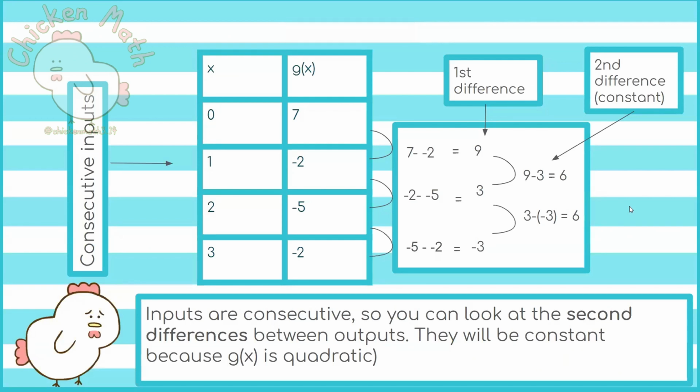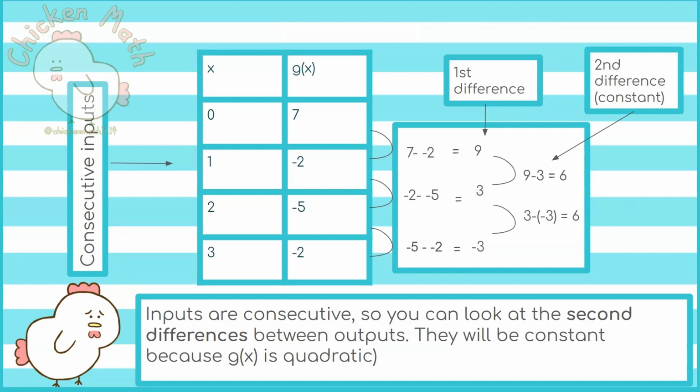All right, so this is the same example as the last slide. However, instead of rates of change, we're looking at the differences. And the only reason we can do this is because the inputs are consecutive. So we can look at the second difference between the outputs to determine if g of x is a quadratic.